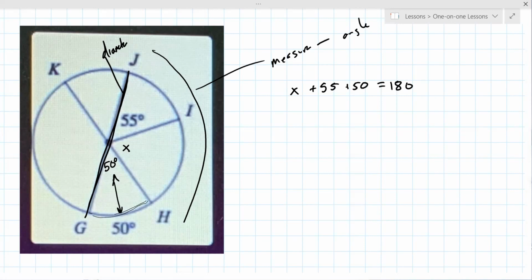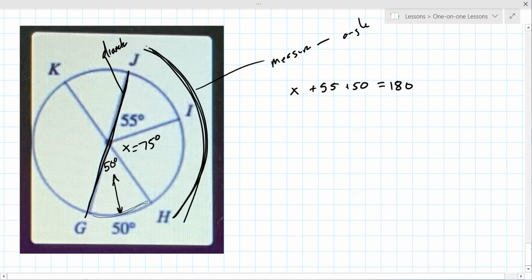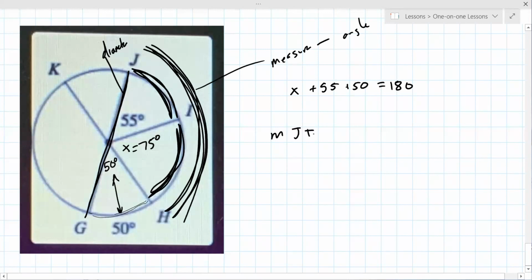75 degrees. Okay. Now that is not our answer, because I want to go from J to I to H. Which two angle measures does that include? This one, which is 55, and this one, which is 75. So the measure of J to I to H is 55 plus 75, which is 130 degrees.